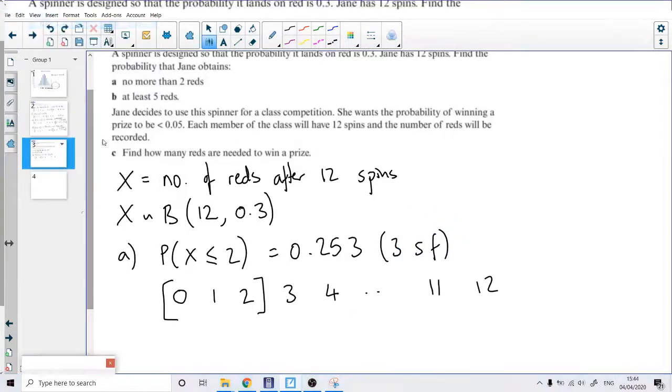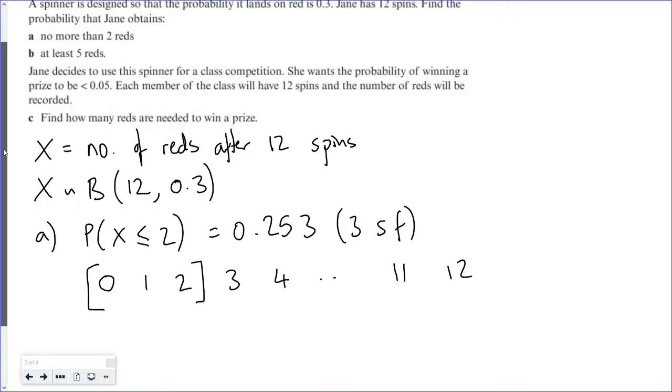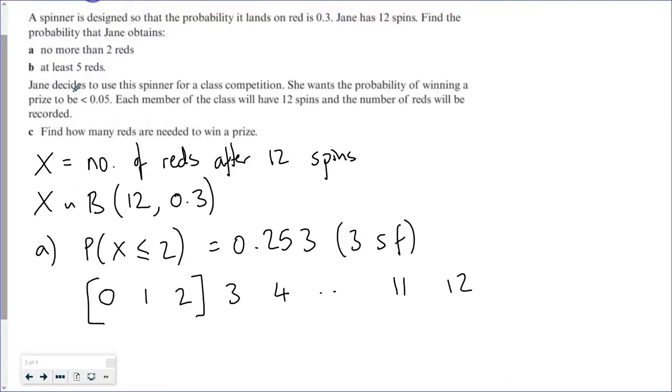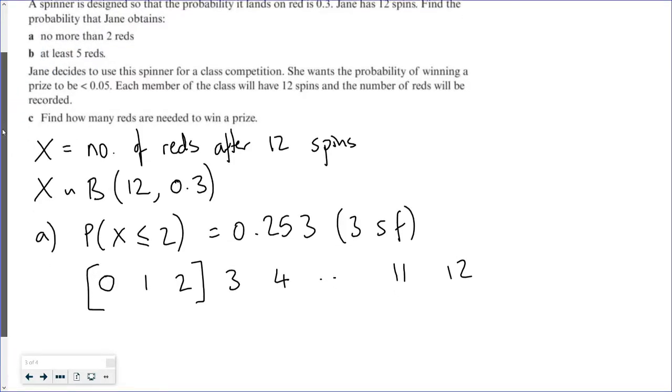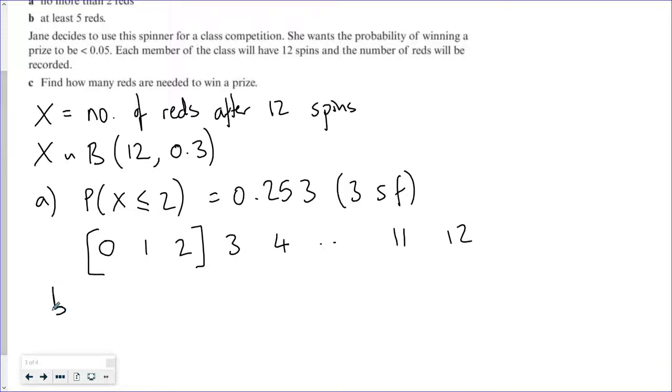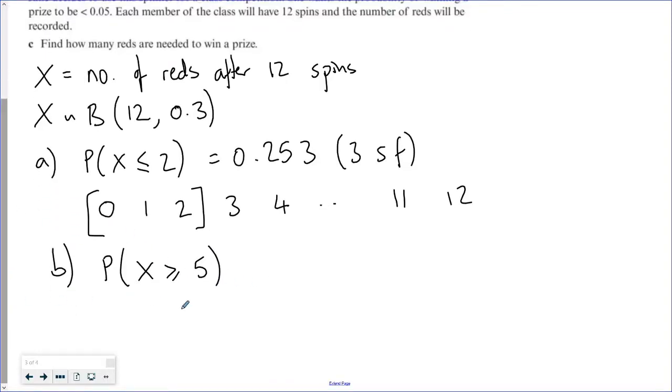Okay, let's have a look at part B then. So we want the probability of having at least 5 reds. So let's phrase that as a probability in terms of X. Well, we want the number of reds to be at least 5. So that means we want 5 or more. So let's write it as X is greater than or equal to 5.